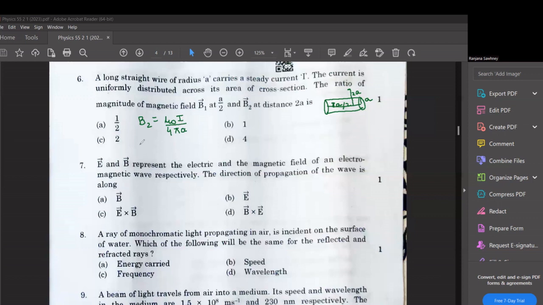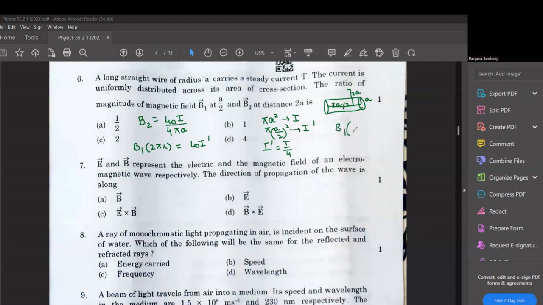Now inside, using Ampere's circuital law, B1 into 2 pi r, here r will be equal to A by 2. Inside, r equal to A by 2 is equal to mu naught into I dash. First let's find out I dash. For cross-sectional area pi A square, the current is I. For the cross-sectional area pi (A by 2) whole square, let the current be I dash. Solving it, we get I dash is equal to I by 4. Here r is equal to A by 2.